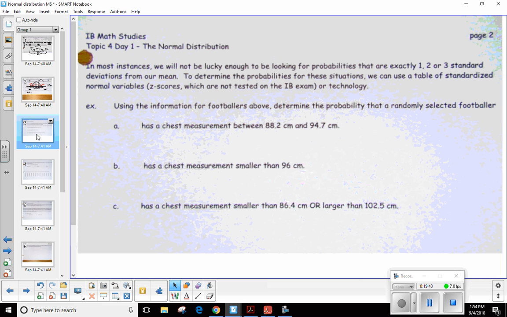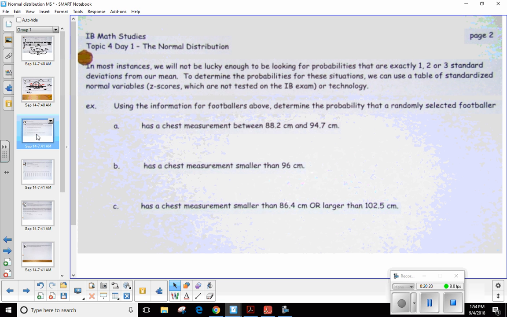Okay, in most instances, we are not going to be lucky enough to be looking for probabilities that are exactly 1, 2, or 3 standard deviations from our mean. Because in the real world, there are all types of values and circumstances that are going to happen. To determine the probabilities for these situations, we can use a table of standardized normal variables. We call these z-scores. You would need to be provided with pages of numerical values categorized horizontally and vertically so that you could determine what the probability was going to be. This is how we used to do it way back in the day before technology.